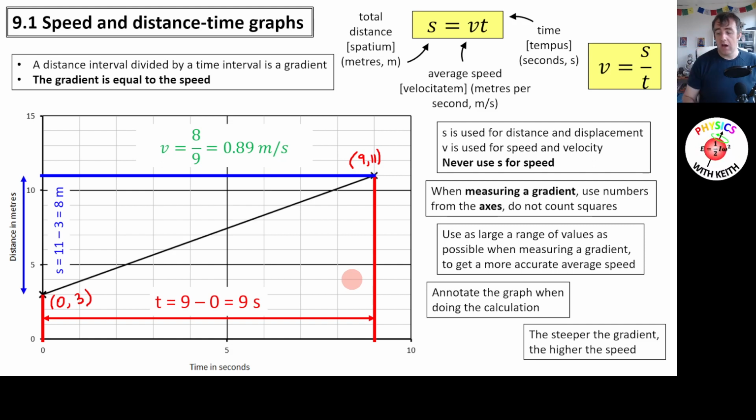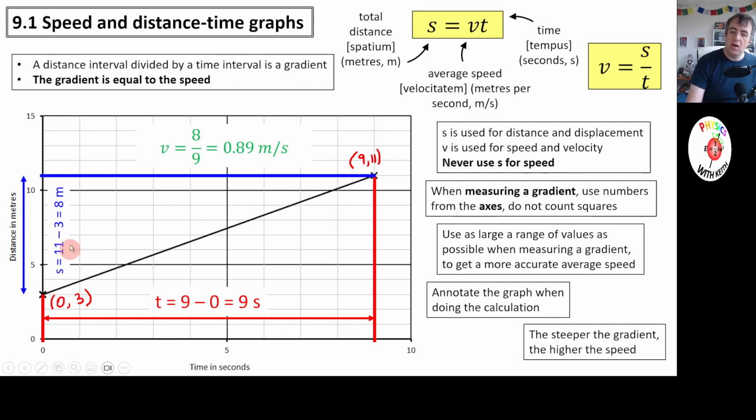Write it on the graph, because when the examiner is marking questions where you have to calculate a speed from a distance time graph, they will look at the graph and be looking for evidence that you have done a gradient calculation. This is all pretty good evidence that you've done a gradient calculation, what is shown on this graph here. Annotate the graph when doing the calculation. It is critical. Use as big a range as you can get away with. The steeper the line, so the higher the gradient, the higher the speed.